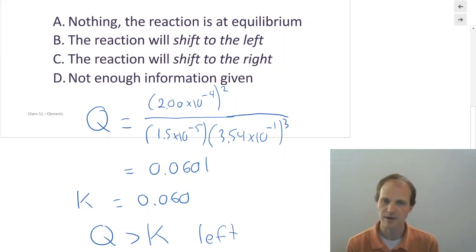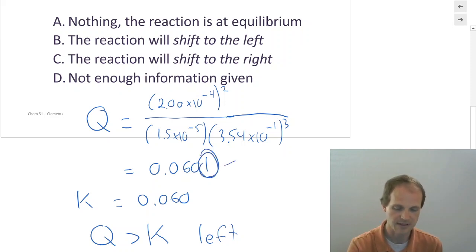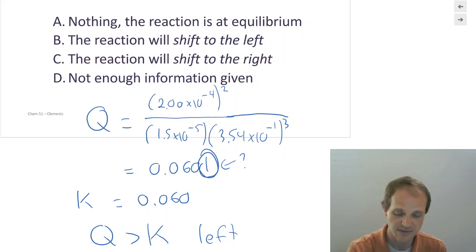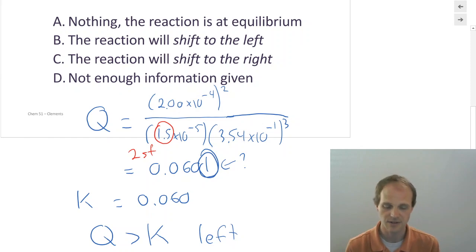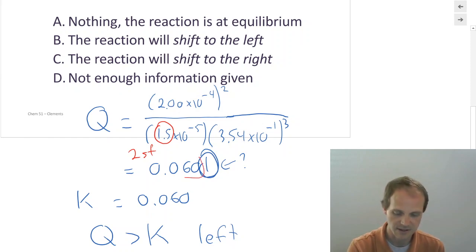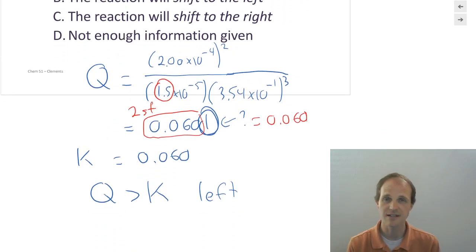However, what do we also have to look at? We also have to look at, do we really know that that's a 1? Well, how do we know? We look at sig figs. 2 sig figs means we only have 2 sig figs in our answer. And our answer for Q is actually going to be 0.060. So within our significant figures, it looks like it's at equilibrium.